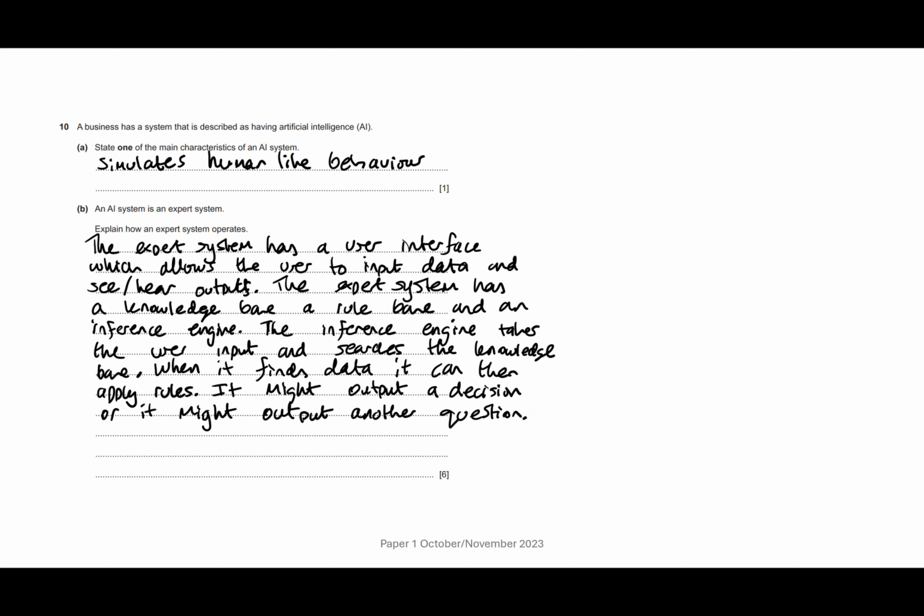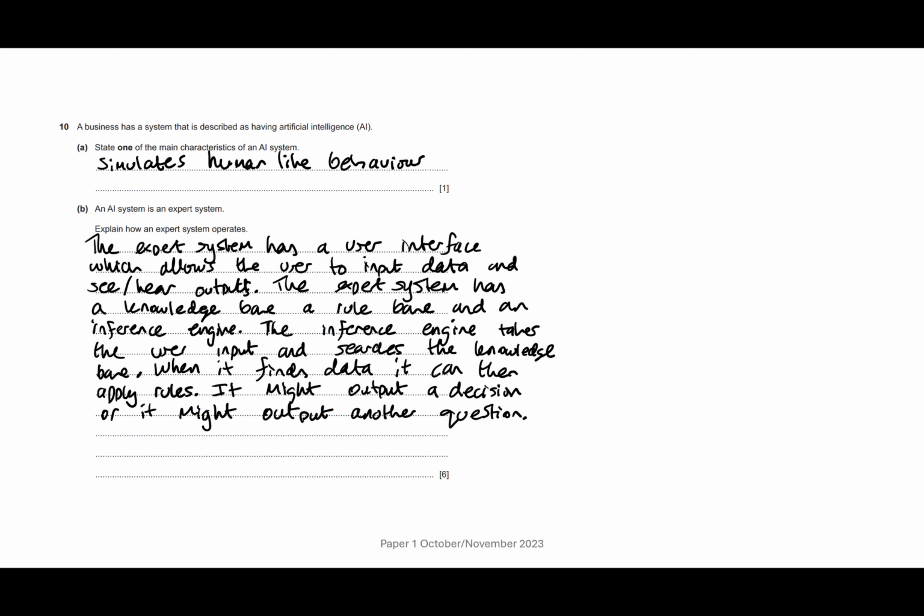So the expert system has a user interface which allows the user to input data and see or hear the outputs. The expert system has a knowledge base, rule base, and inference engine. The inference engine takes user input, searches the knowledge base. When it finds data in the knowledge base, it can then apply some rules. Then it might output a decision, or it might output another question.